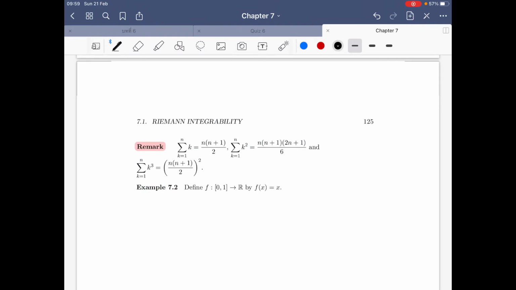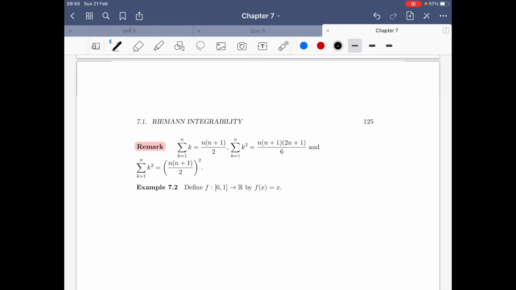now let us apply the theorem as well as the corollary to determine the integrability of these functions, whether they are integrable or not, and if it is integrable, then what is the Riemann integral of this function, okay?